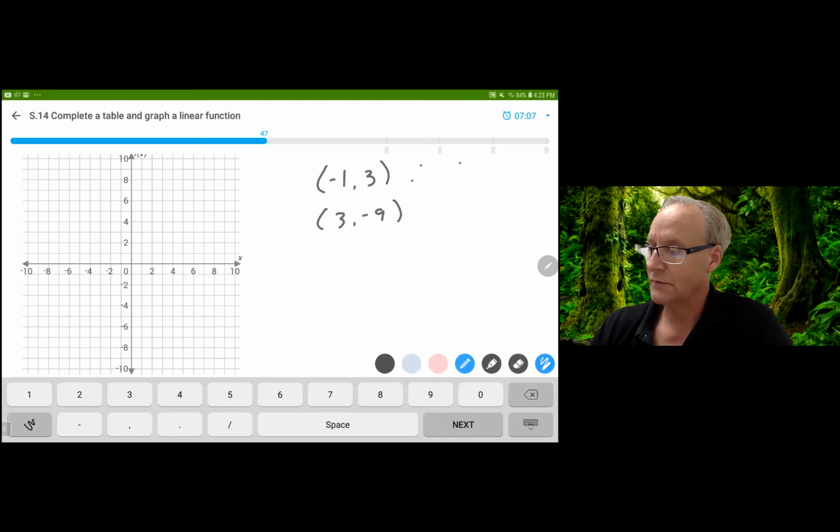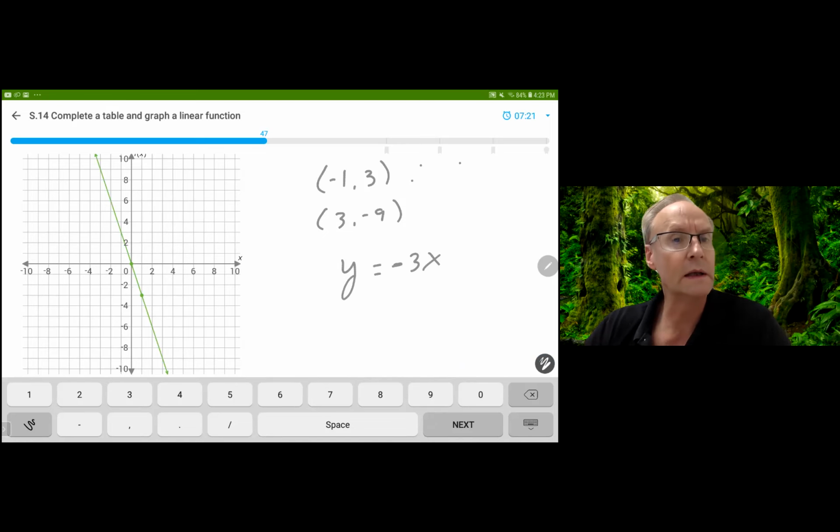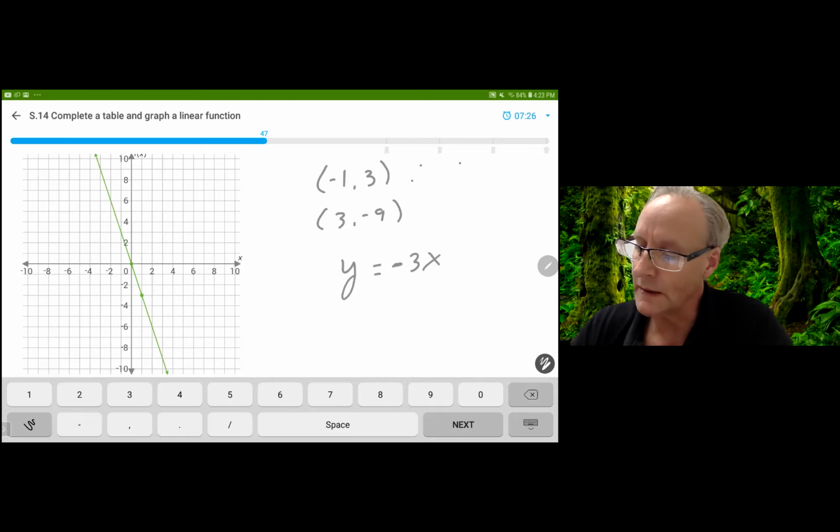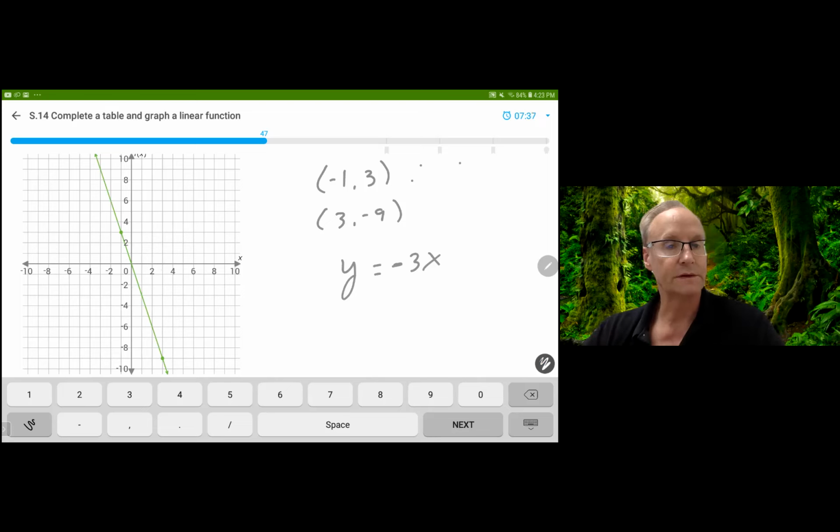Now, anytime you ever have an equation like this, y equals -3x, it's going to go through the origin, 0 times anything is 0. So it goes to 0, 0, and we have a slope of -3. That's down 3 and over 1. Take a look and see if it goes through -1, 3. There's -1, 3, and +3, -9, which is right there, isn't it? So it's definitely right.